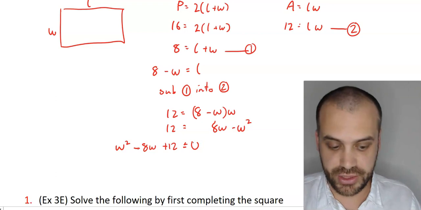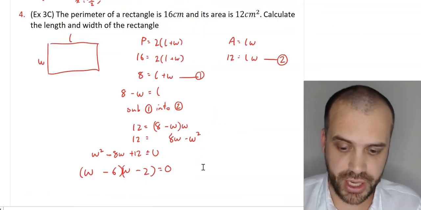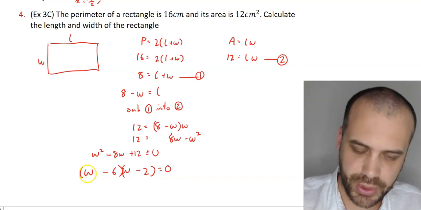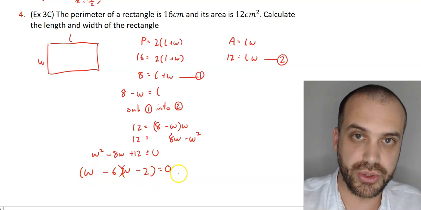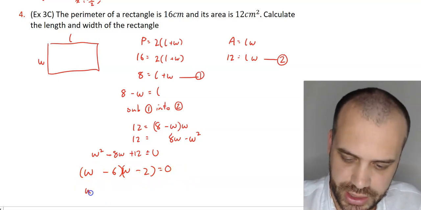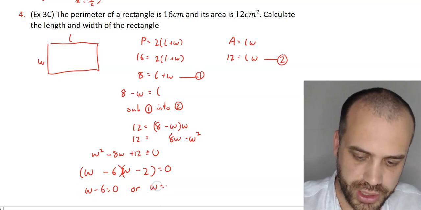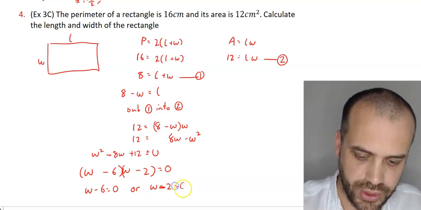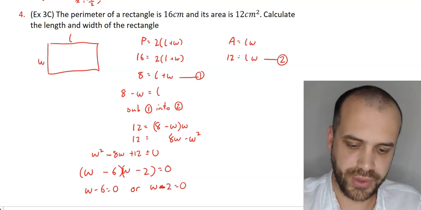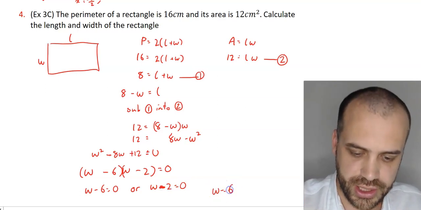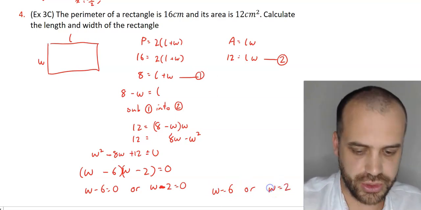Now, you factorize that. I'm not going to factorize it for you on camera because if you've made it this far, you should know how to factorize. And we can use our null factor law because if w minus 6 times w minus 2 equals 0, then w minus 6 equals 0 or w minus 2 equals 0. Which means that width equals 6 or width equals 2.